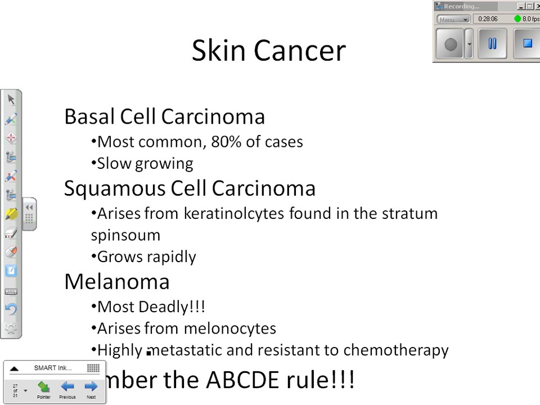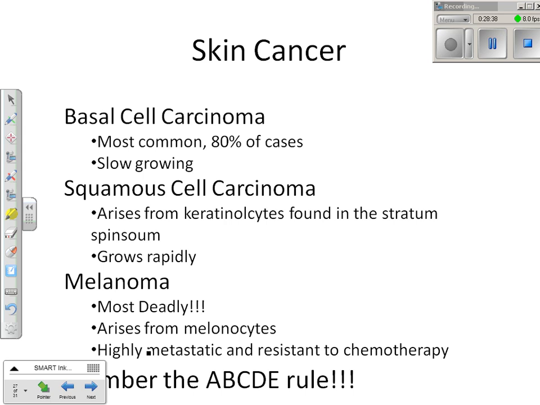All right, last things to talk about are cancer and burns. This one's really important. I want you to make sure you understand and know about skin cancer. There are 3 types: basal cell, squamous cell, and melanoma. 80% of the cases of skin cancer are going to be basal cell. It's a slow-growing cancer. Most of these cases are not lethal. Squamous cell carcinoma is the next most common, and it arises from the keratinocytes found in the stratum spinosum. It does grow rapidly, but is usually very susceptible to treatment.